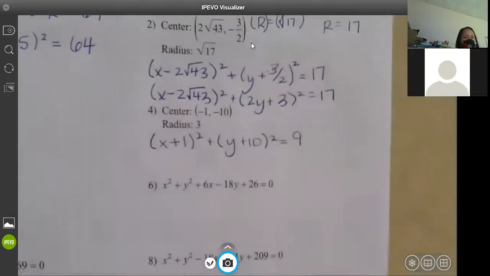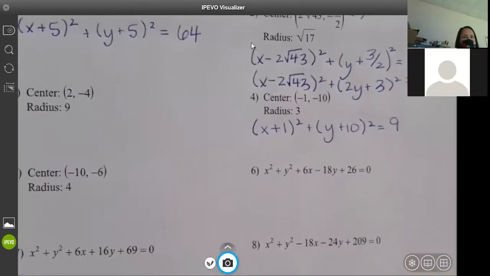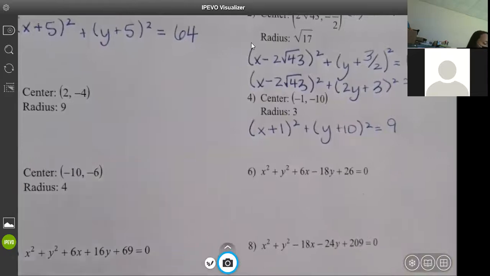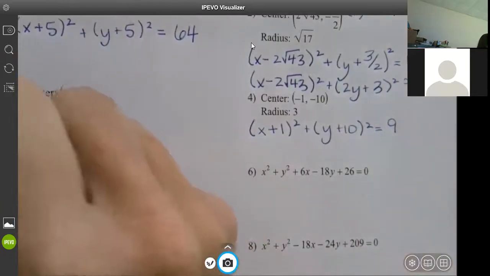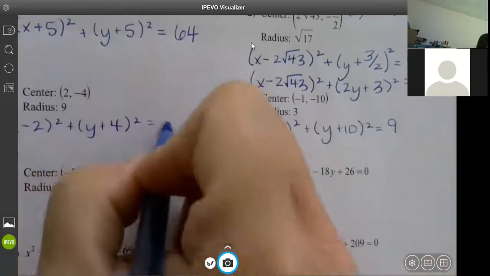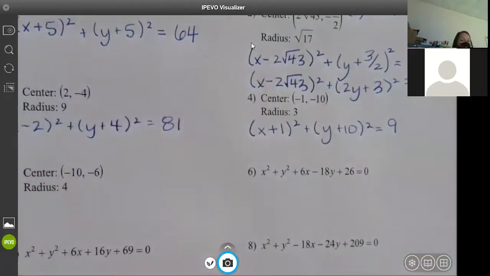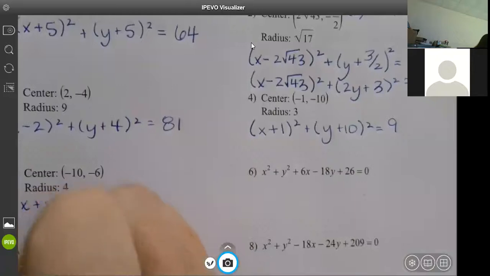I'll put this up here so we can see it all in time. Center at 2, -4, radius at 9. So what's your formula or your equation? Keep going. Equals 9 times 9 is 81. And then one more. Center at -10, -6, and a radius 4. What's my equation? Keep going.